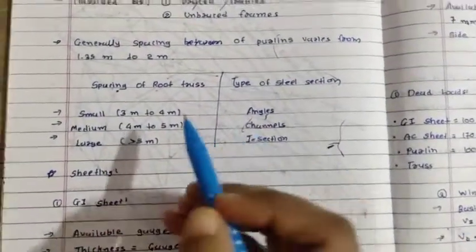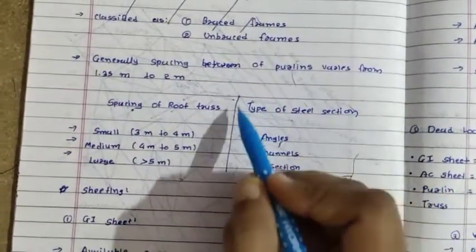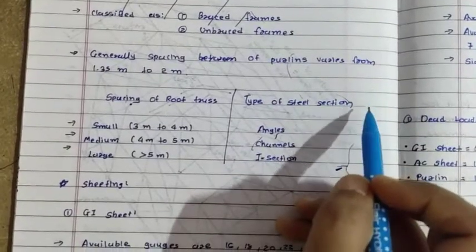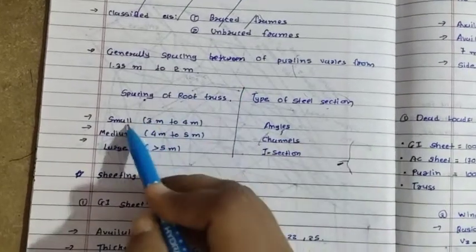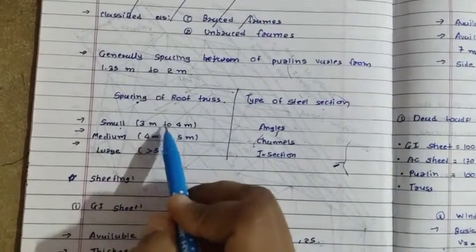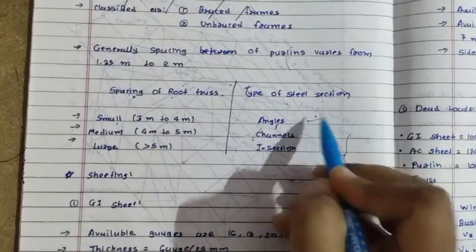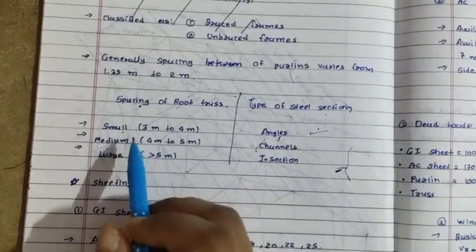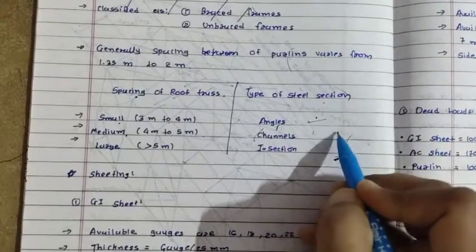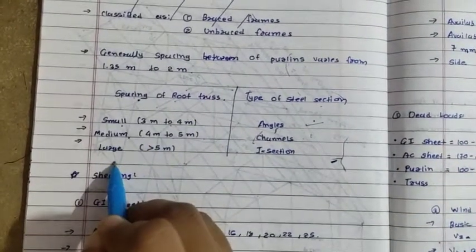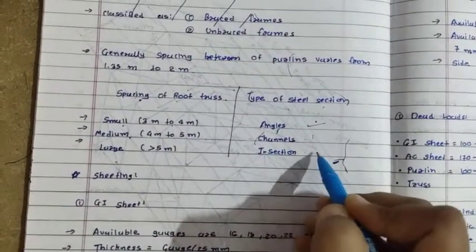For the spacing of roof truss, the selection of different types of steel sections to be chosen basically depends on the spacing of the roof truss, right? If we talk about a small roof truss, which is about 3 meter to 4 meter, we can select angle steel sections. If it is a medium roof truss, about 4 meter to 5 meter, then we choose channel section. And if it is a large roof truss, greater than 5 meter, we select I section.